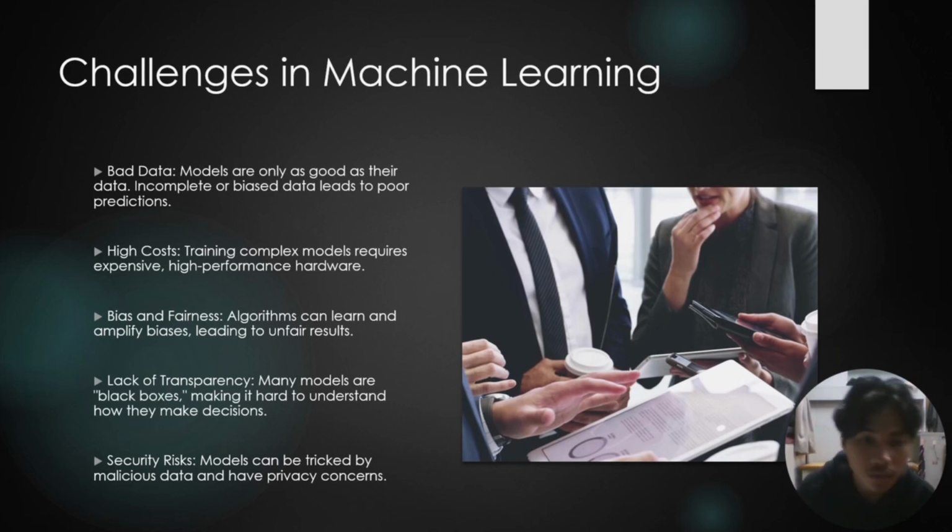After that, lack of transparency. Many models are black boxes, making it hard to understand how they make their decisions. Lastly, security risk. Models can be tricked by malicious data and have privacy concerns.